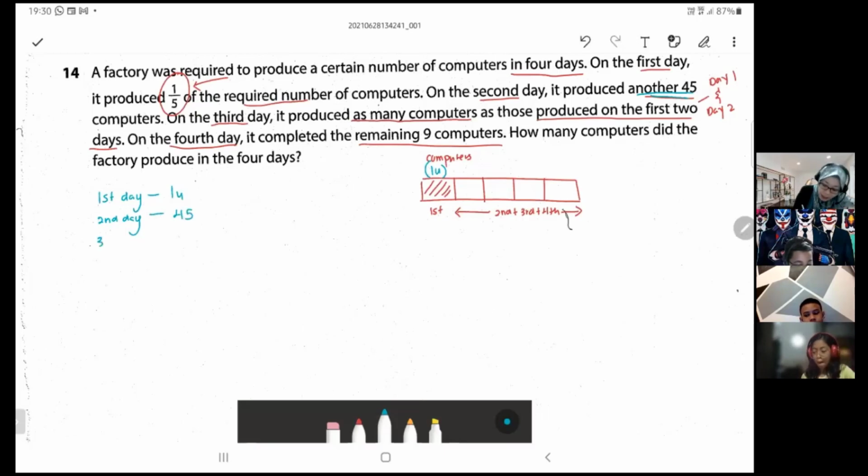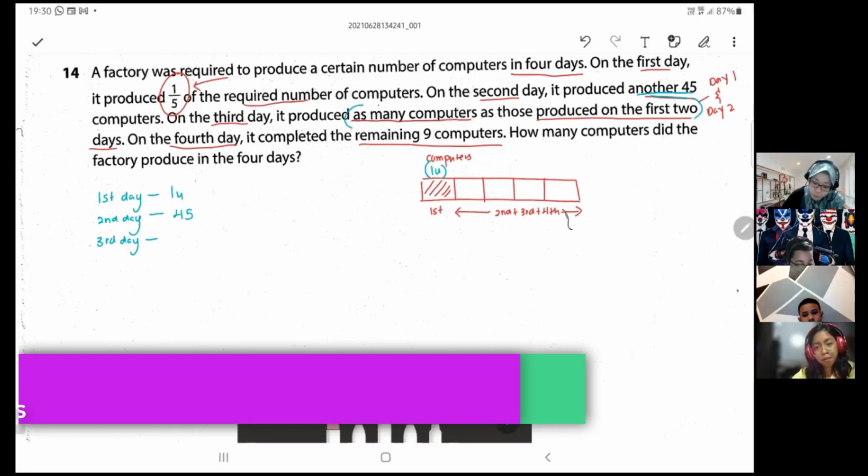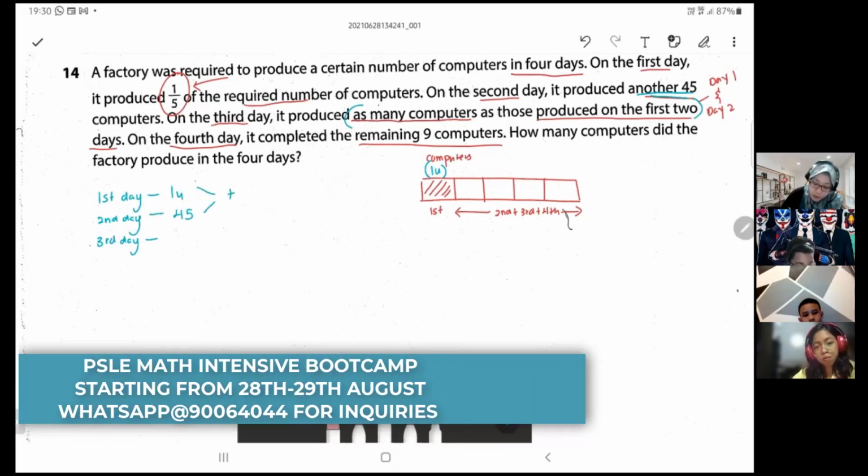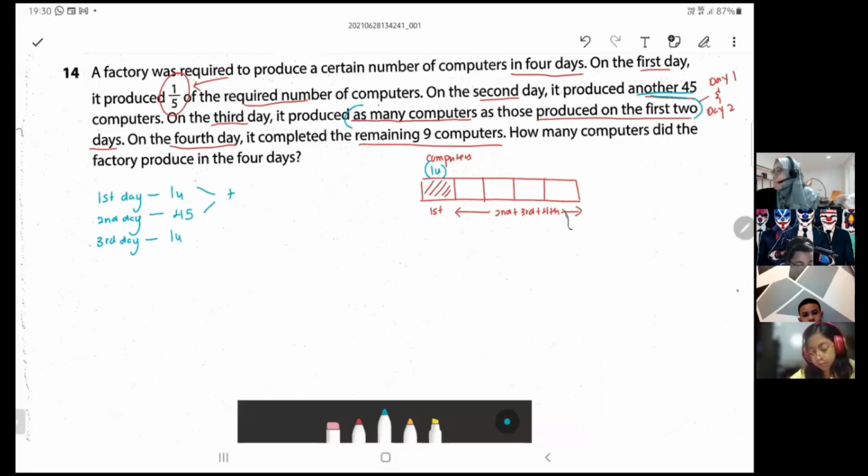The third day is produce as many computers as those produced in the first 2 days, which means you need to take these 2 and you plus it. Okay, so it will become 1 unit plus 45. Okay, then the remaining 9 computers is on the 4th day, and you have 9, just like that.